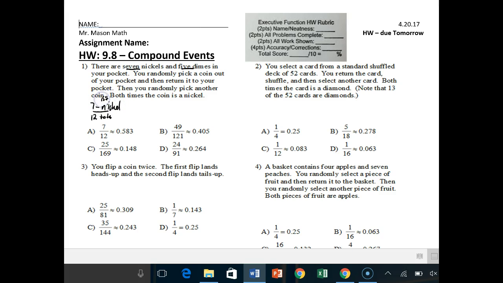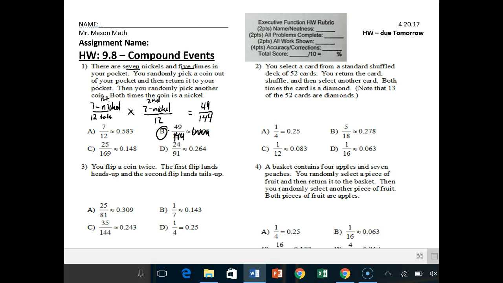So this is your first time, and then the second time you did it, it's the same probability because you put the coin back and you just tried to pick again. Again, it's 7 out of 12, right? And then you're just going to multiply this. 7 twelfths times 7 twelfths. So 7 times 7 is 49. 12 times 12 is 144. So there actually is a typo here. The answer choice should be B. This is 144. And it's the one time this program that I've used is messed up, so I apologize for that. B is your answer.